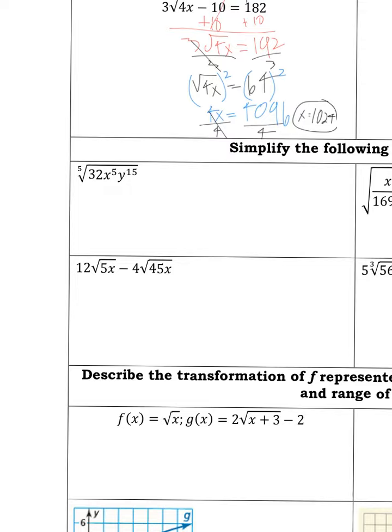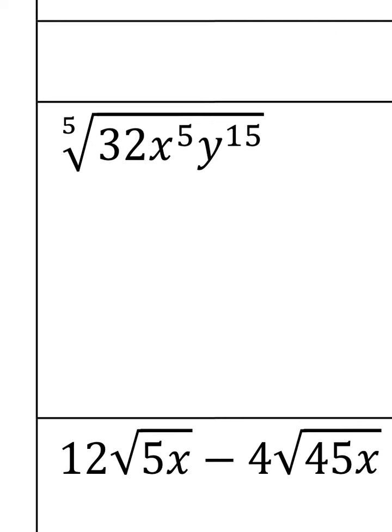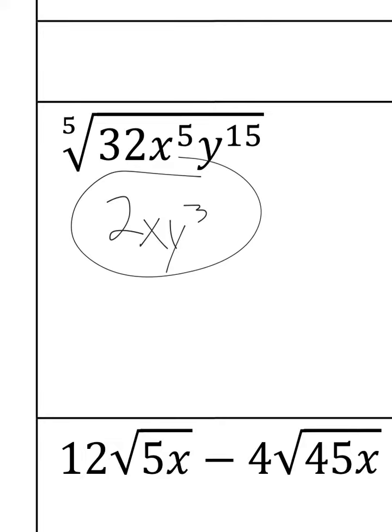Here we're going to just go back to simplifying. What's the fifth root of 32? That's 2. What's the fifth root of x to the fifth? That's x. What's the fifth root of y to the 15? That's y to the third. Just divide the powers. And that's the final answer.